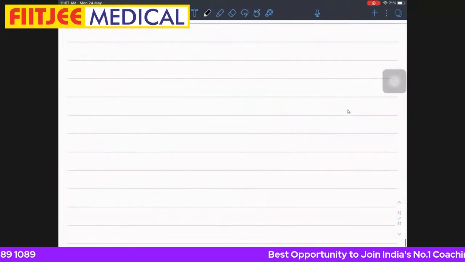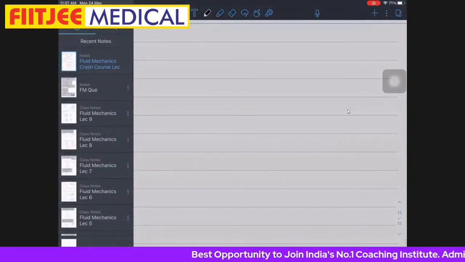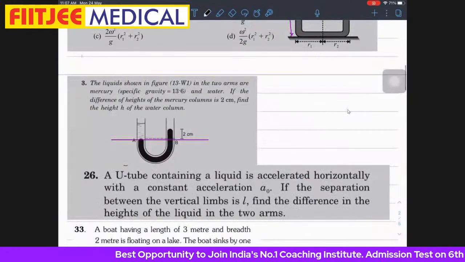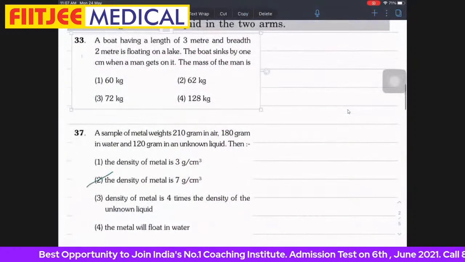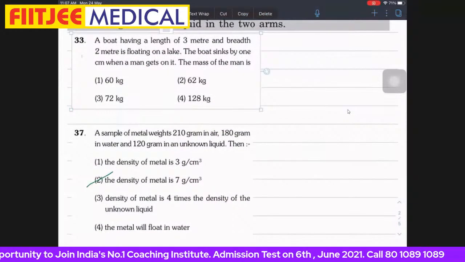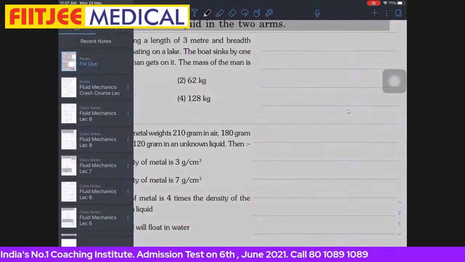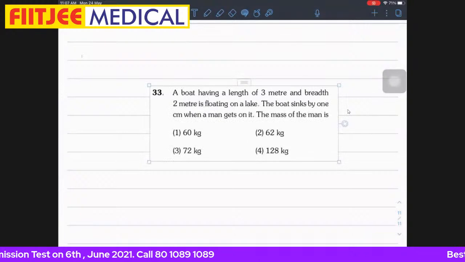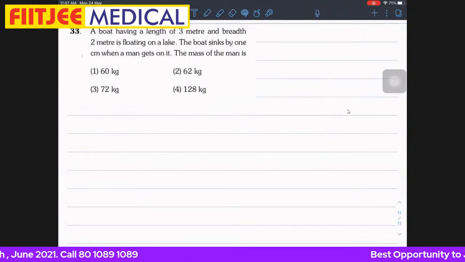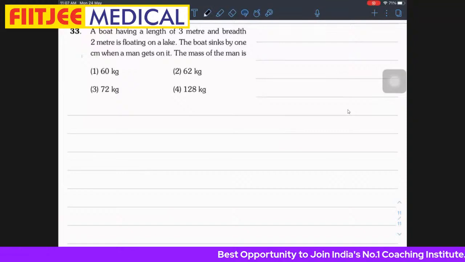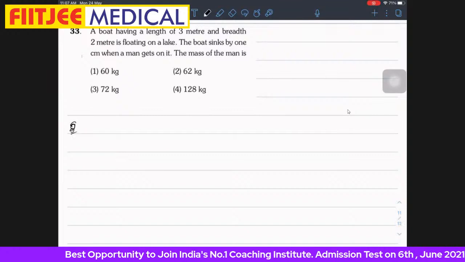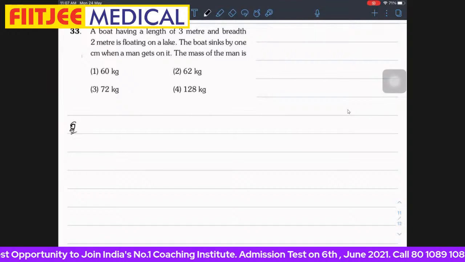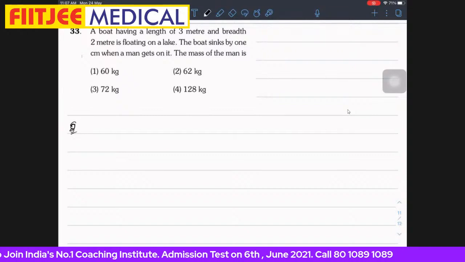Let's do some questions based on this concept. See, we have a boat having a length of 3 meters and breadth of 2 meters floating on a lake. The boat sinks by 1 centimeter when the person gets on it. They are asking for the mass of the man.